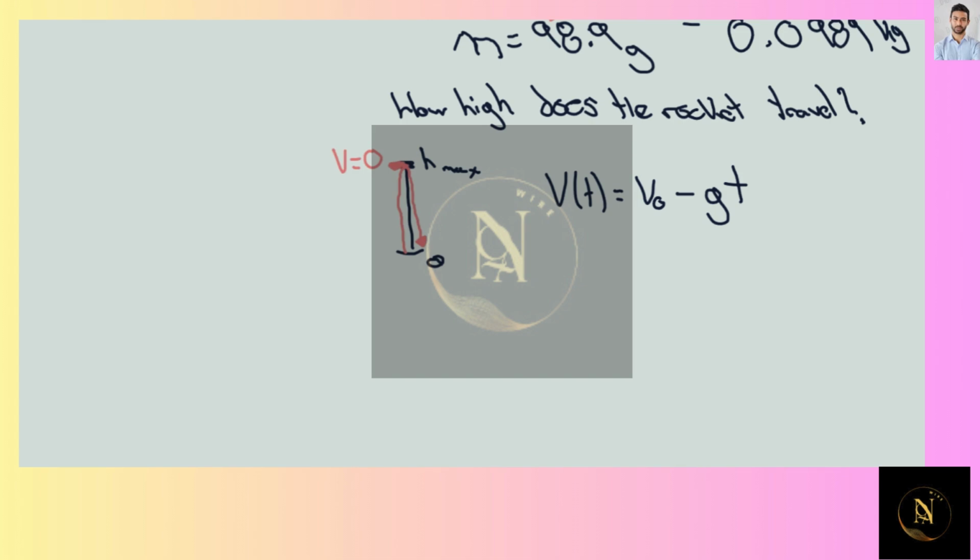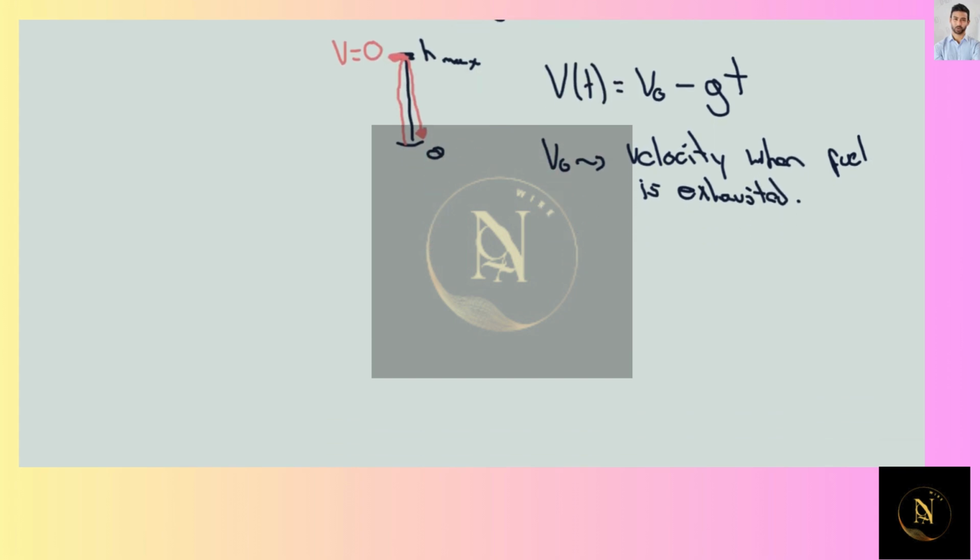Now, which initial velocity do I need to consider? Well, I'm going to consider the initial velocity as the velocity when the fuel is exhausted. And as such, let's say that this is at this position. What we want to know is what is going to be the height at this point and the velocity at this point.